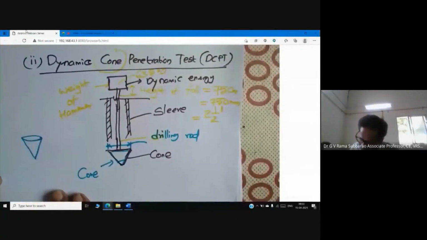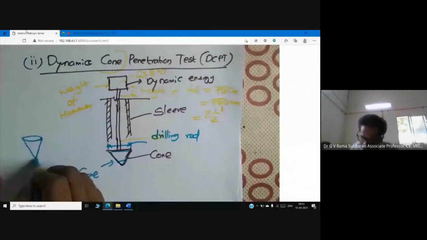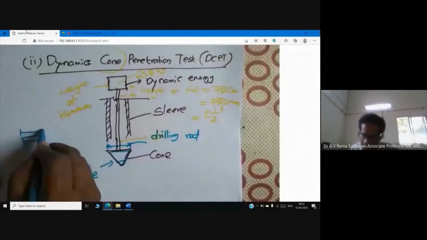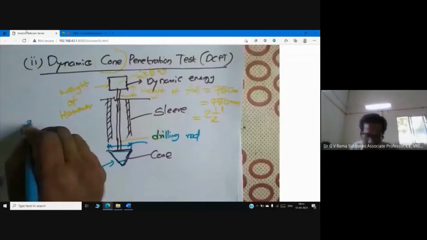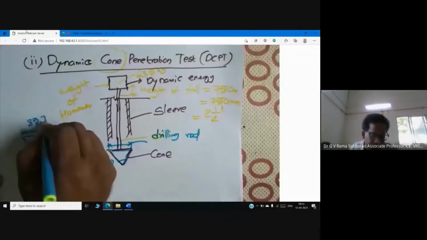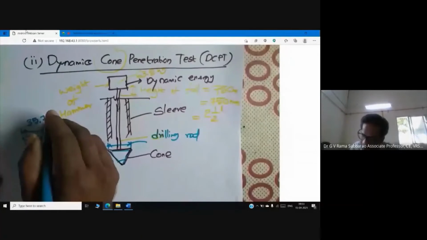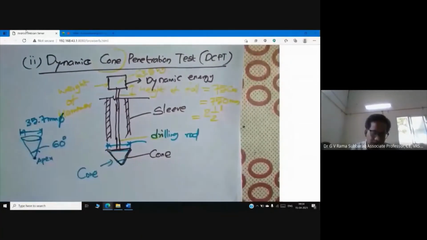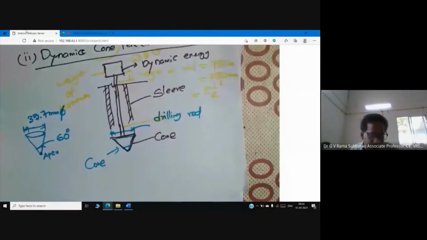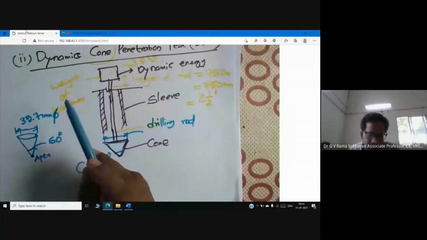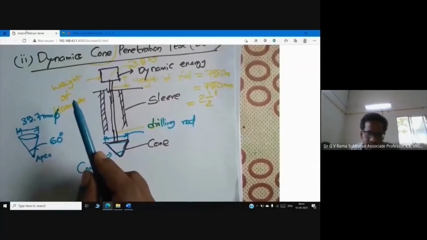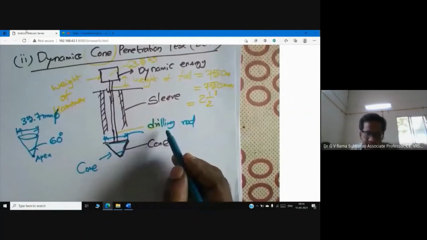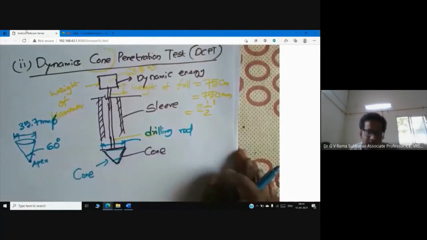You know this is the apex. This angle is the apex angle. This is the base. So the overall diameter is 35.7 mm. The apex angle is 60 degrees. Now actually we can write. Now the cone is connected to the end of the drilling rod. So the thing is we are going to apply dynamic energy, so we are trying to put the driving energy.